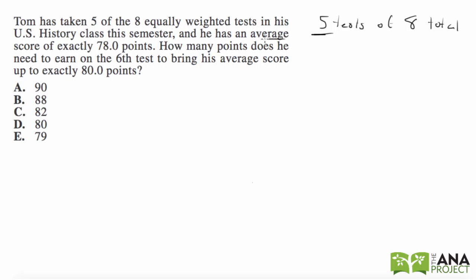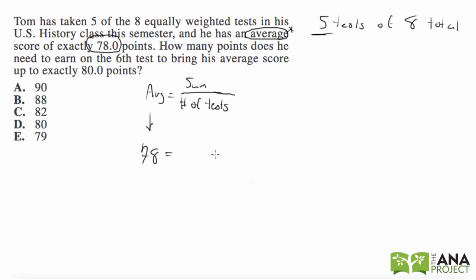Let's read on. And he has an average. Okay, average. I'm going to stop right here. Whenever I see average, I'm just going to put the average formula. The average equals the sum over the number of terms. In this case, I'm going to anticipate it's probably the number of tests, obviously, of exactly 78 points. So average is 78.